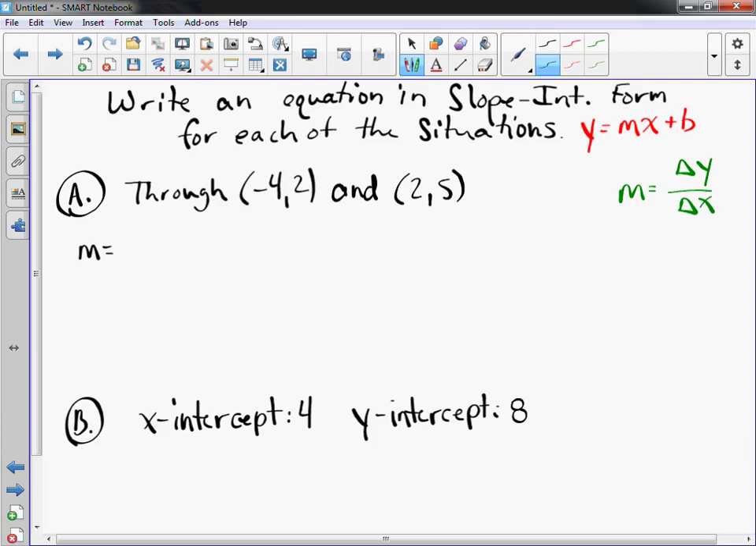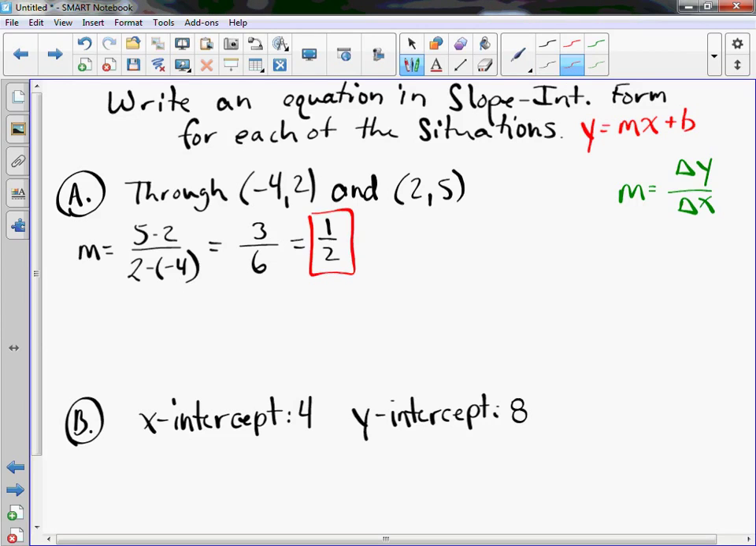So just off to the side, slope, or m, is change in y, which is 5 minus 2, over 2 minus -4. I just happened to pick that nicely so that everything turns out positive. You can't always do that, though, because you can end up with negative slopes. 5 minus 2 is 3, and 2 minus -4 is the same as 2 plus 4, which is 6. 3/6 is the same as 1/2. So the slope we're dealing with is 1/2. We want to use this as our slope. That's going to be m.